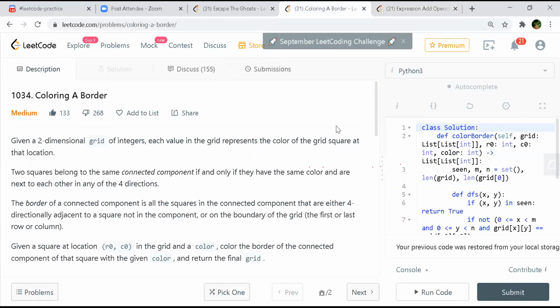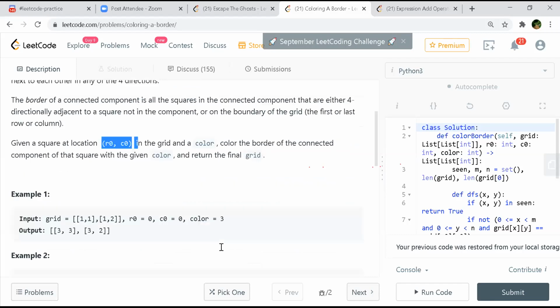So our next is Coloring Border. A two-dimensional grid of integers, and each value in the grid represents the color of the grid square at that location. Two squares belong to the same connected component if and only if they have the same color and are next to each other in any of the four directions. The border of a connected component is all the squares in the component which are four-directionally adjacent to a square. So we'll be given the location R0, C0 in the grid, and a color. We have to color the border of the connected component of that square and return the final grid.